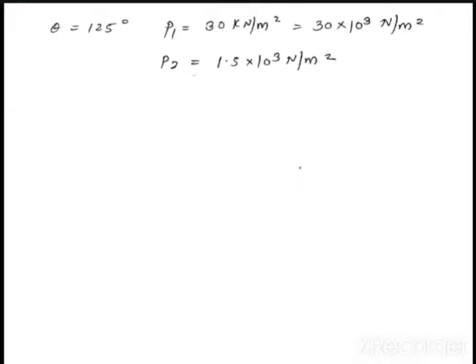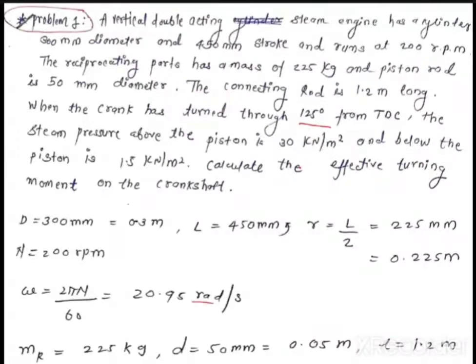Now next, first of all, find out what they have given. The steam pressure above the piston is 30 kilonewton per meter square and below the piston is 1.5 kilonewton per meter square. So what they have given is nothing but the pressure. They have given you the pressure difference. Let's try to understand this.